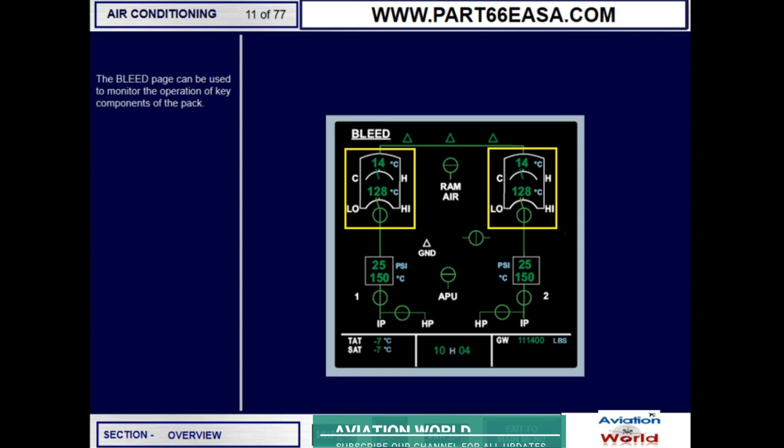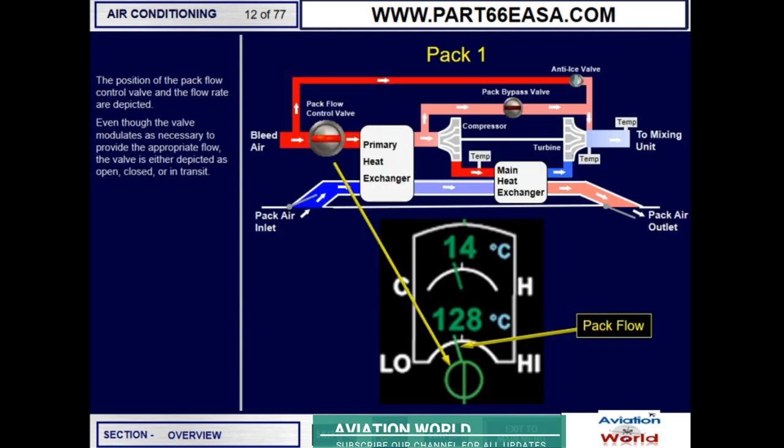The bleed page can be used to monitor the operation of key components of the pack. The position of the pack flow control valve and the flow rate are depicted. Even though the valve modulates as necessary to provide the appropriate flow, the valve is either depicted as open, closed, or in transit.